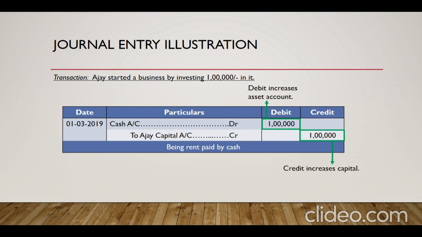Although the cash belongs to the owner, we still say that there is an increase in cash to the business, because from the business perspective the business now has rupees 1 lakh with it which it can utilize. And in order to denote who invested the money and the increase in capital, we credit the capital account by the rule that credit increases capital. That is why we credited the capital account. Now let's proceed to the next entry.